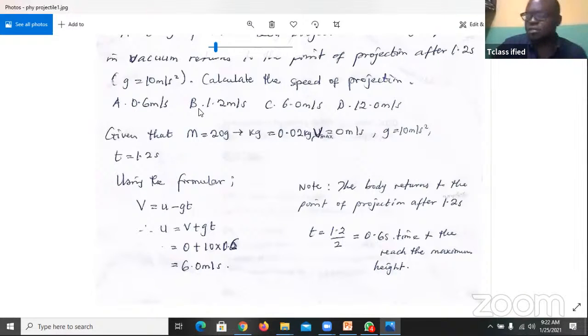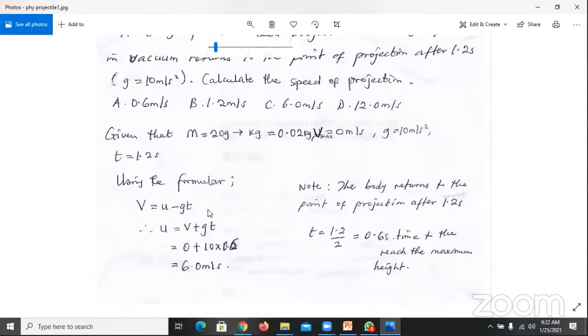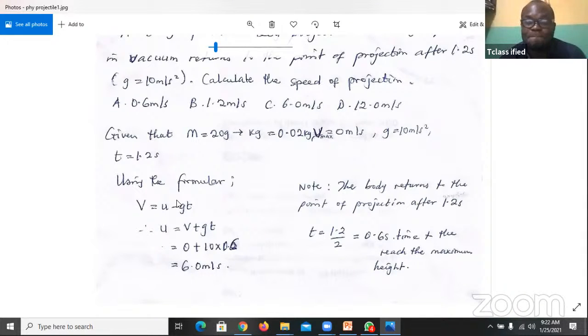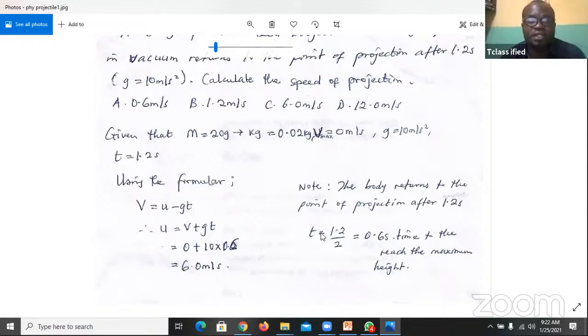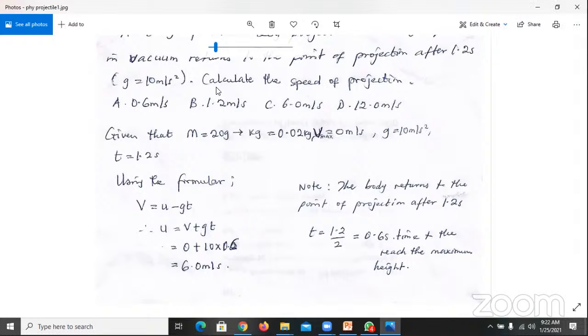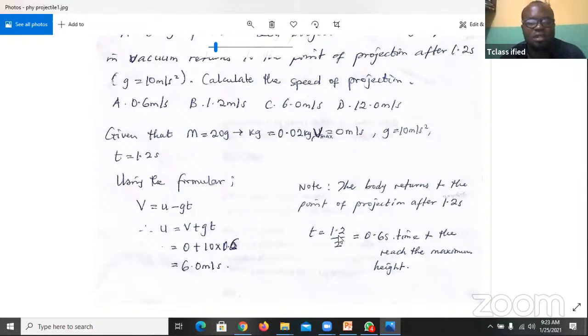Do you have any question to ask on this so that we can move on? Chika, is it clear? So I say when you divide by 2, why do you divide by 2? Okay, I divided the T by 2, but the total time of the flight is 1.2.